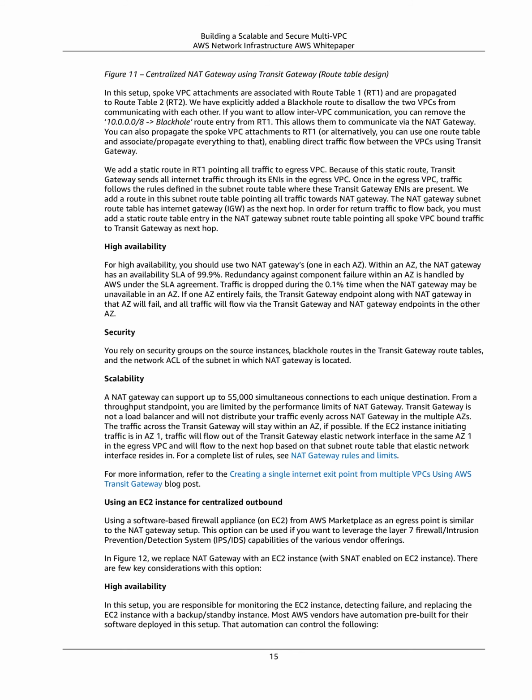High availability. For high availability, you should use 2 NAT gateways, one in each AZ. Within an AZ, the NAT gateway has an availability SLA of 99.9%. Redundancy against component failure within an AZ is handled by AWS under the SLA agreement. Traffic is dropped during the 0.1% time when the NAT gateway may be unavailable in an AZ. If one AZ entirely fails, the transit gateway endpoint along with NAT gateway in that AZ will fail, and all traffic will flow via the transit gateway and NAT gateway endpoints in the other AZ.